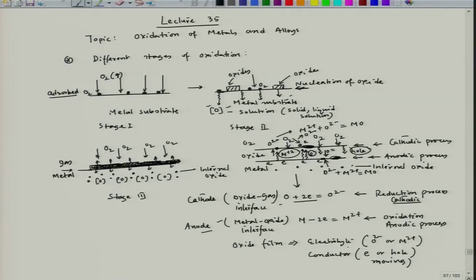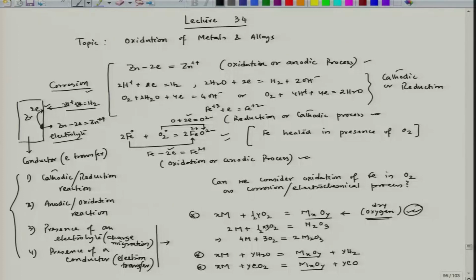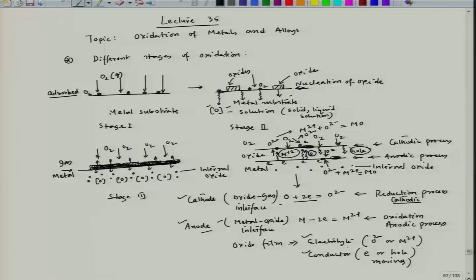Now, we could see that we have cathode, we have anode, we have electrolyte, we have conductor, and if we go back and look at different stages or different parts of corrosion, we have cathodic reaction, anodic reaction, that means we have cathode, anode, presence of an electrolyte and presence of a conductor. Here also I could see that we have all the 4 parts. So, that means this is also electrochemical.